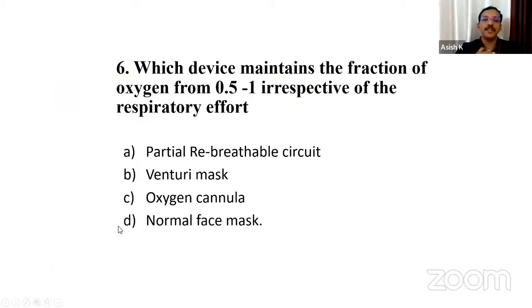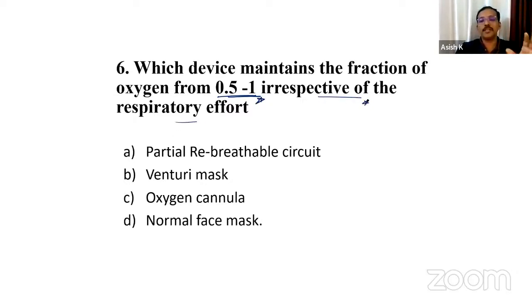Now, next question. Which device maintains the fraction of oxygen from 0.5 to 1 irrespective of the respiratory effort? Again, this is a question which has been poorly recollected, but I'll give you the idea and the concept behind it. They asked about the FiO2. It is very easy if you can recollect the key points they are striking at. One is this, and second is irrespective of the respiratory effort.